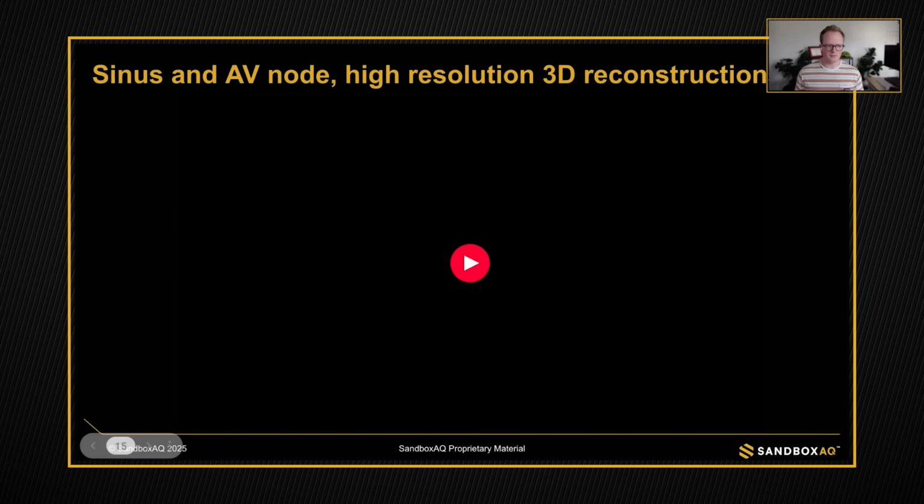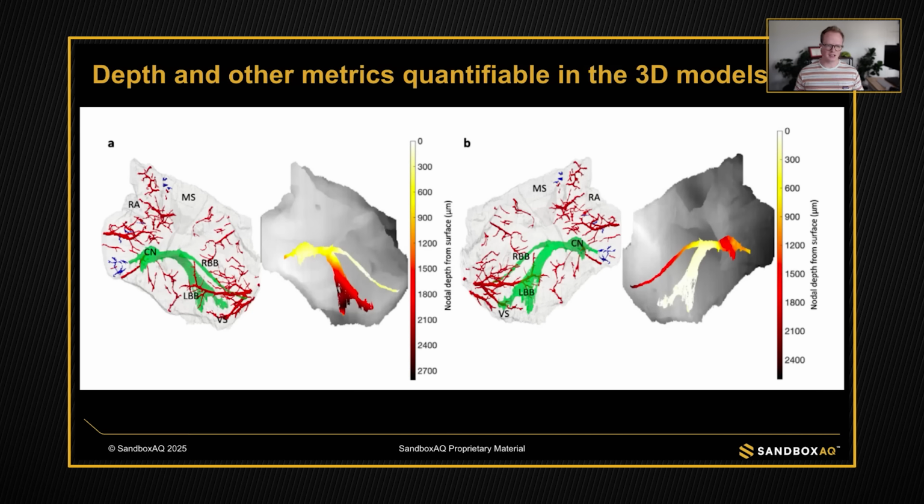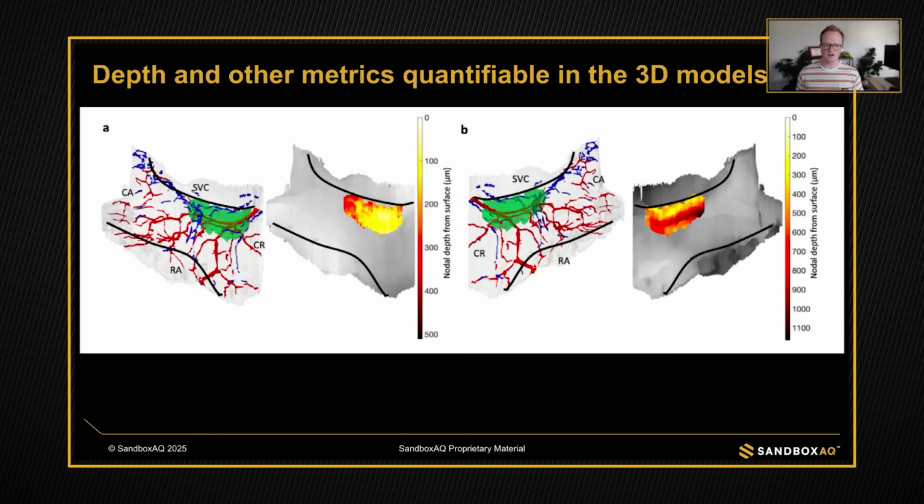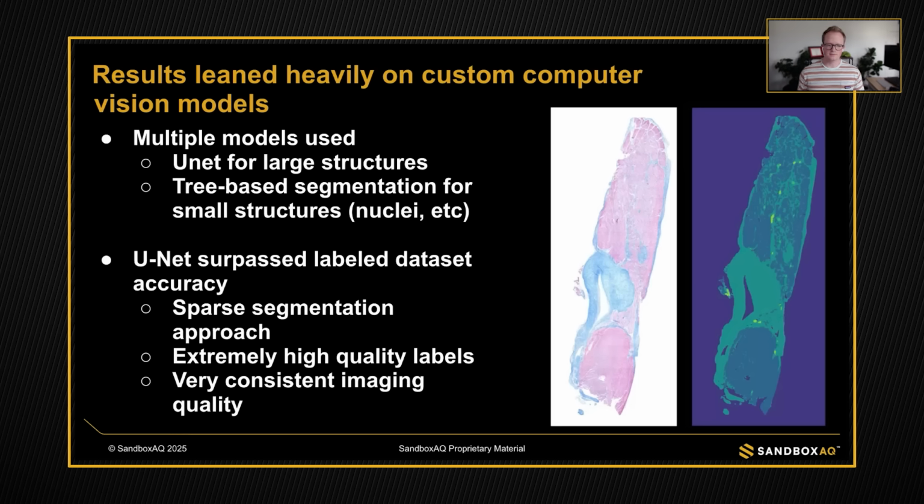From these, we can quantify pretty precisely. Again, like I mentioned, we've got the depth, we get the vasculature. Here we've got some examples showing the depth from the tissue surface in the AV node, and here again in the sinus node. We got a lot of really cool stuff from this. A lot of things that we could quantify and provide, and knowledge that we could provide to surgeons to help them with their surgeries. So this particular research leaned very heavily on custom computer vision models.